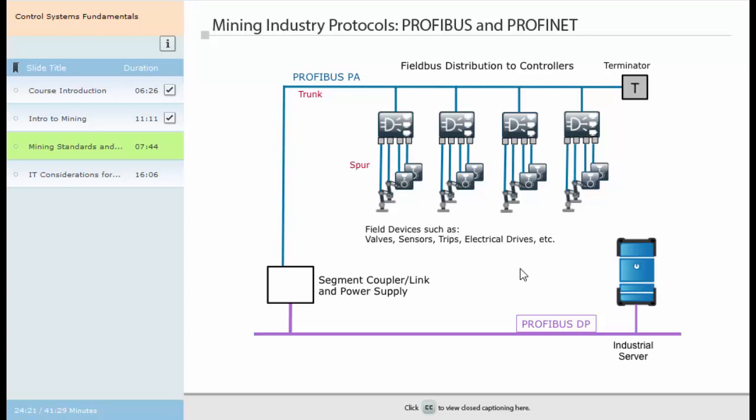Network links are used to interface the robust Profibus PA network connecting the underground field devices to the Profibus DP network. The speed of the Profibus DP network is needed as a backbone for sending status and control messages to and from the control devices and PLCs and their remotely located control applications.